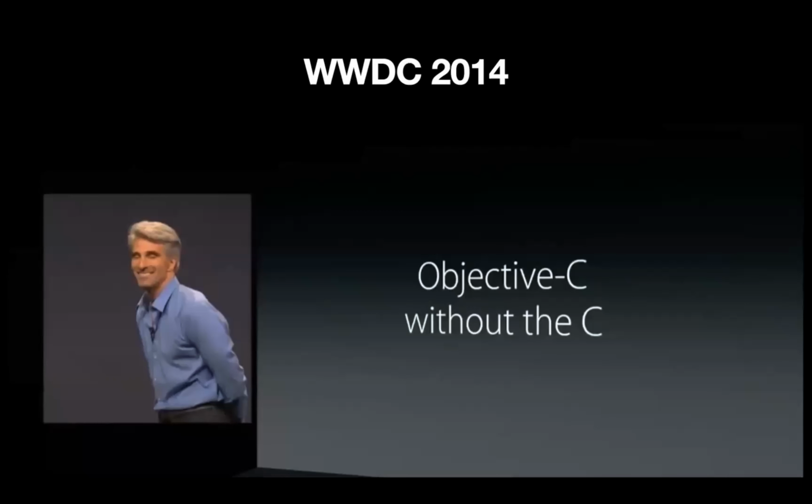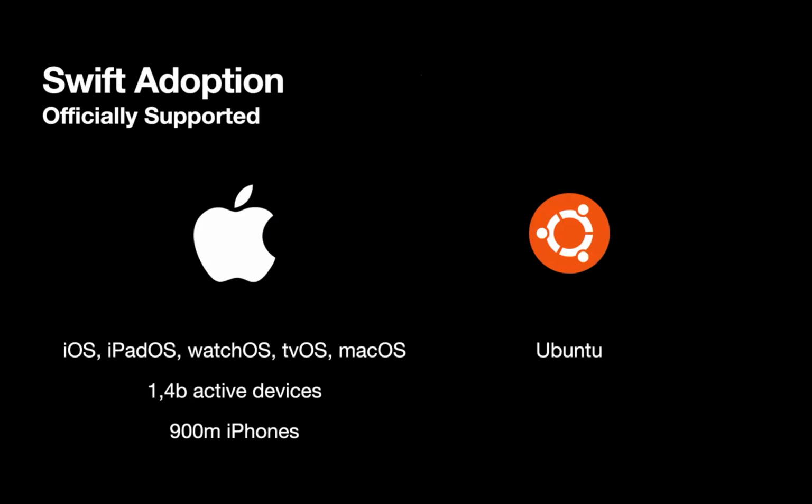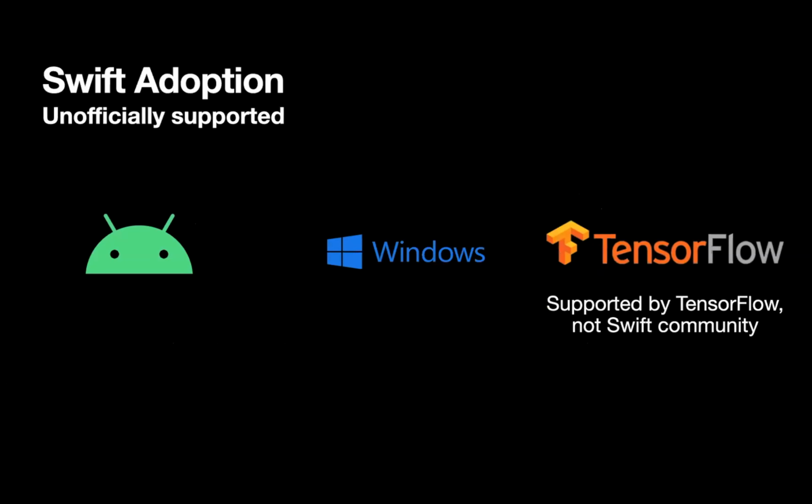So what does that stand for, Objective-C without the C? To understand that, we need to go back and see what Objective-C was for. First of all, Swift is a general purpose and multi-platform language. It is supported on all of the Apple platforms right now, which is more than 1.4 billion active devices. And it's officially supported on Ubuntu Linux. But there are already versions of Swift running on Android and Windows, and it's officially supported by TensorFlow.